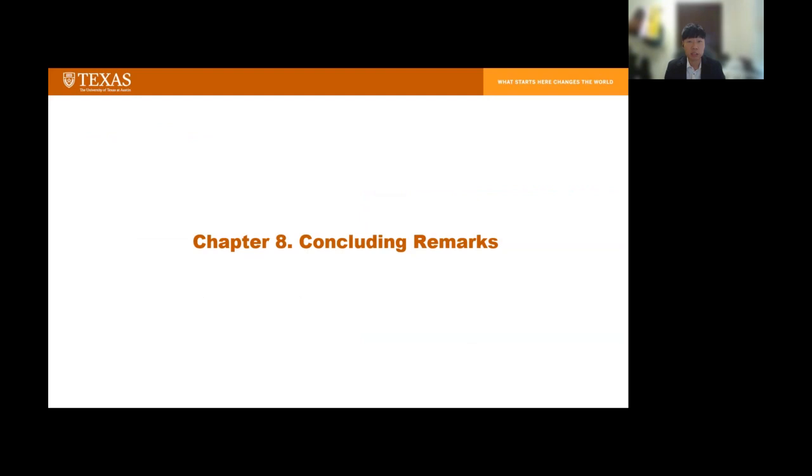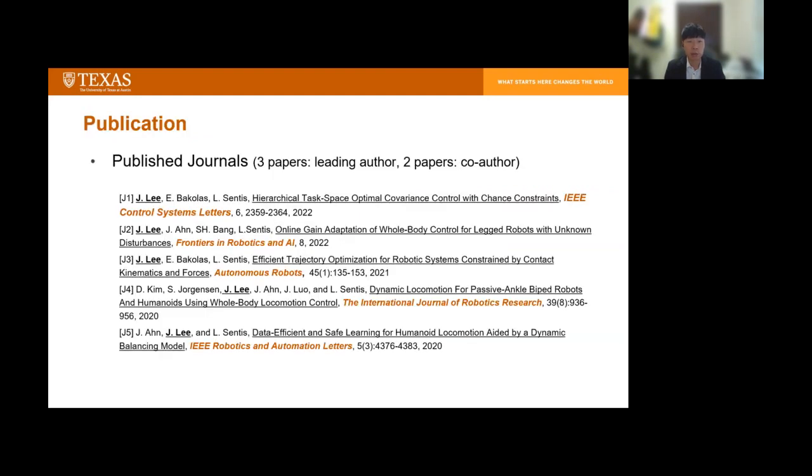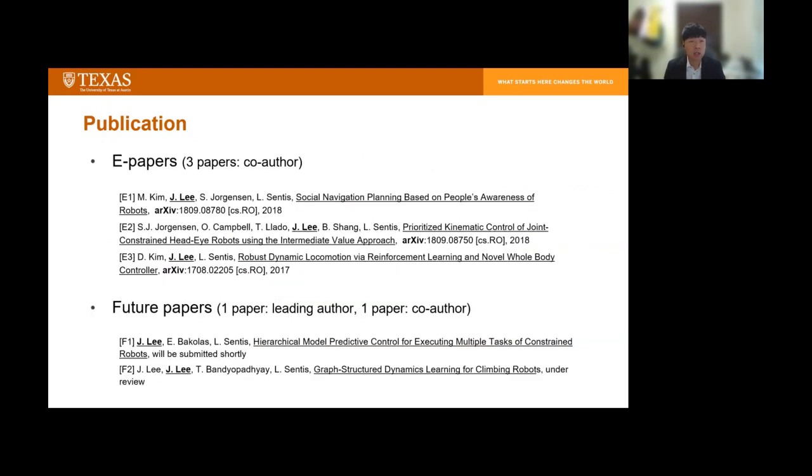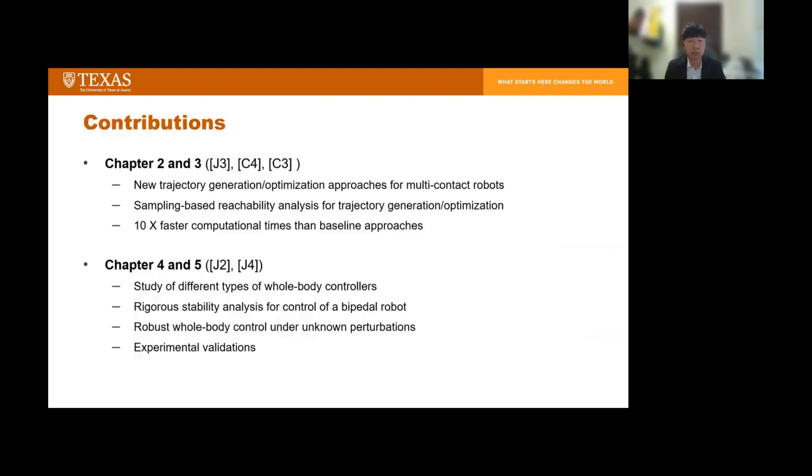This is the conclusion. I have these five journal papers and another five conference papers. In addition, I collaborated with our lab mates to produce three e-papers, and I will have two more papers in the near future. I will briefly summarize the contributions here, really briefly. In chapters 2 and 3, we propose a new trajectory generation and optimization approach for multi-contact robots. We improve the computational efficiency of the algorithm, and we provide a new, very computationally efficient reachability analysis.